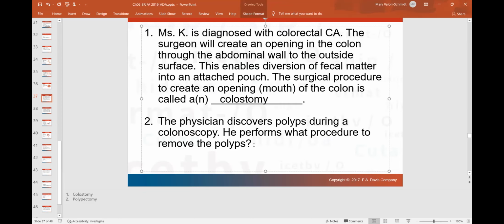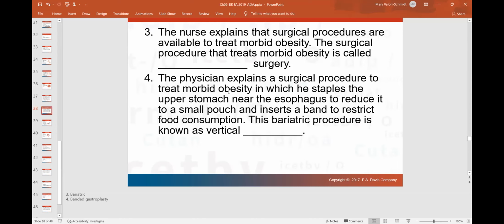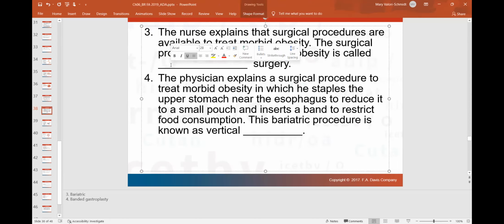And the physician discovers polyps during a colonoscopy. What procedure is he going to perform? A polypectomy to remove the polyps. The nurse explains surgical procedures are available to treat morbid obesity. The surgical procedure to treat it is called bariatric.